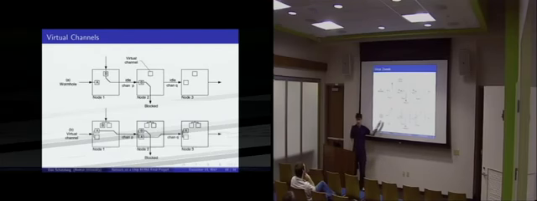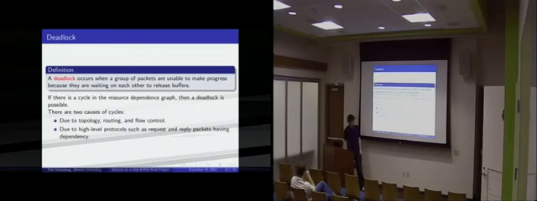My next slide will talk about other uses of virtual channels, and that has to do with deadlocks. The definition of a deadlock: a group of packets are unable to make progress because they wait on each other to release buffers. A more abstract way to look at it is that I have some resource dependence graph where my edges denote that I'm waiting for this resource to be released to acquire this resource. And if there's some sort of cycle in that dependency graph, then you can have a potential deadlock.